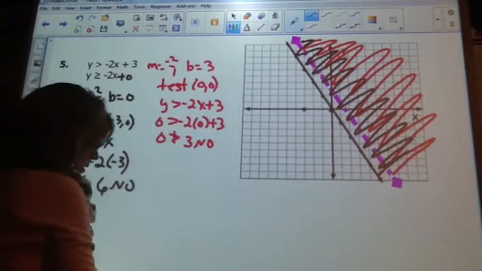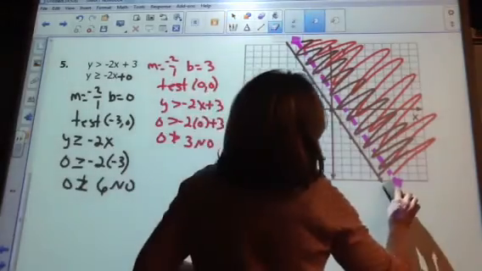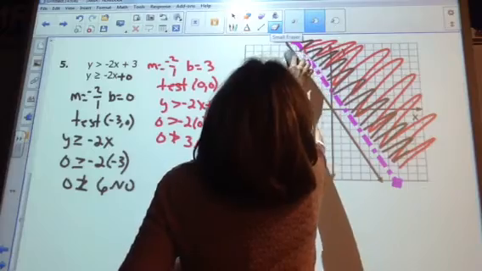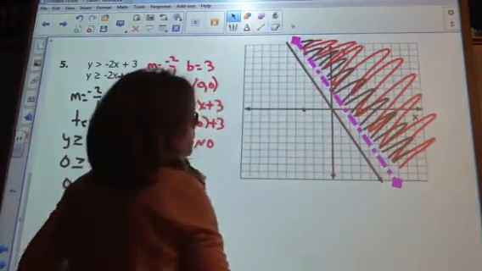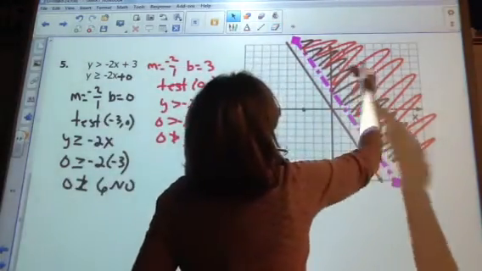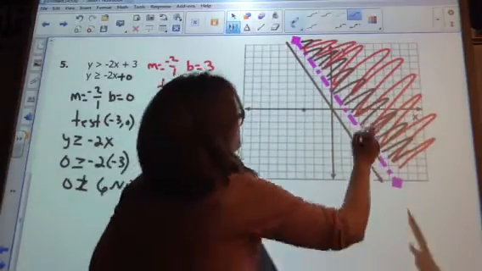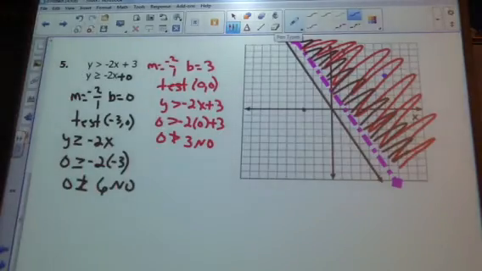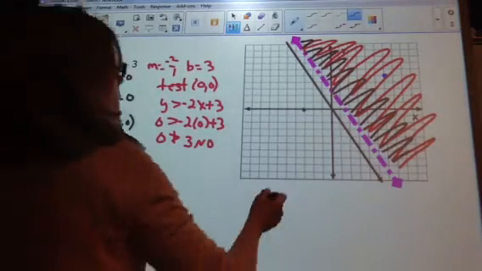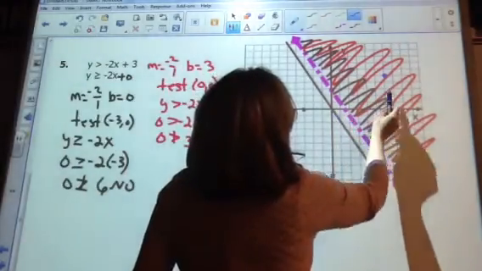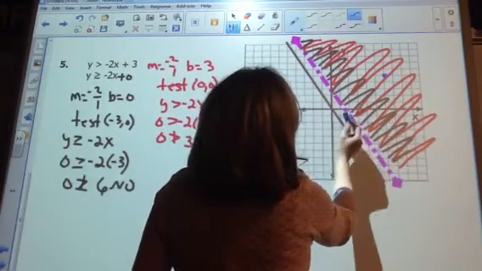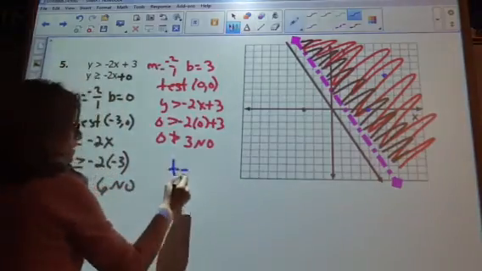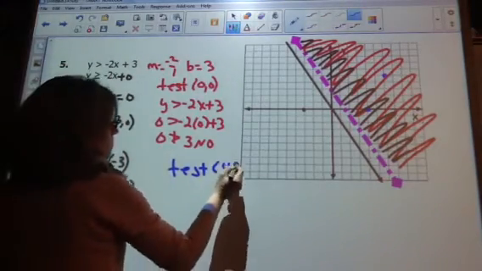Okay? So, where do they overlap? They overlap to the right of the dotted line. So let's check one of those and test both of them. And we do. Okay, so let's check an easier point. Let's check 1, 2, 3, 4. 4, 0. So let's test 4, 0 on both of them.